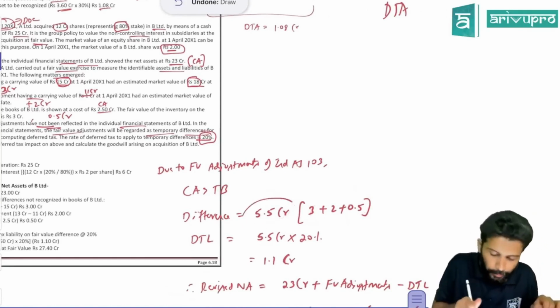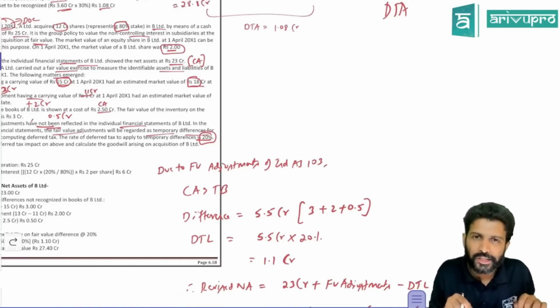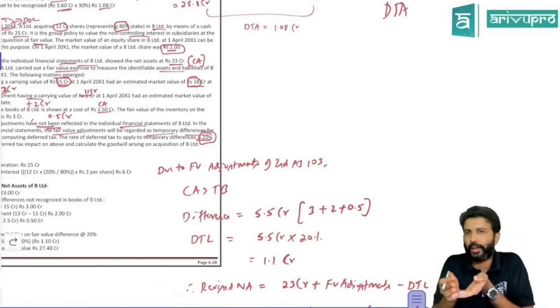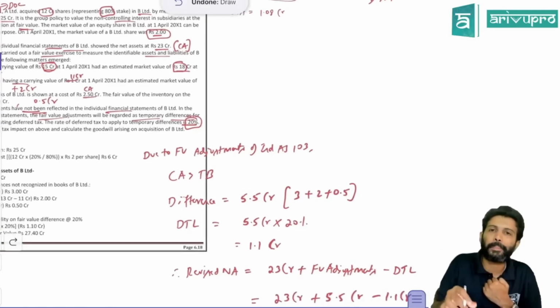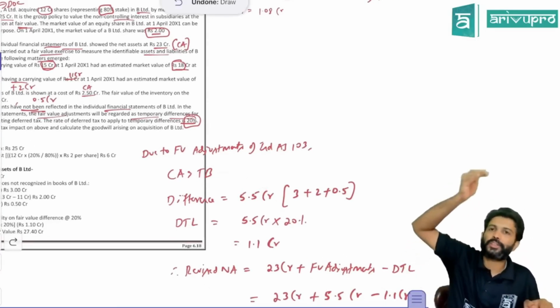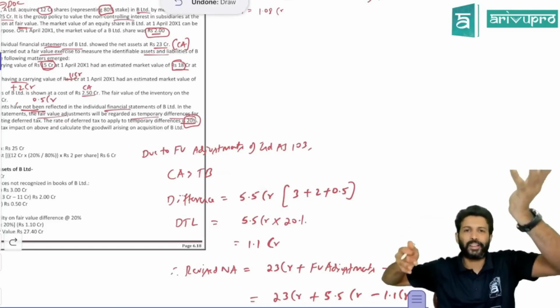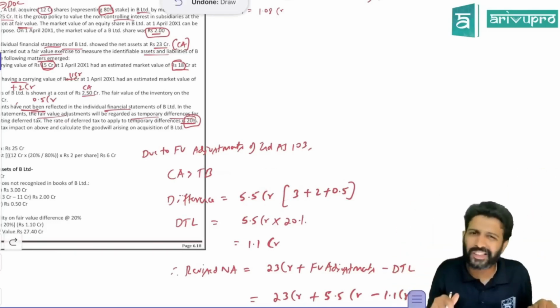So this 5.5 crore, will you account it in consolidated financial statements? Yes, because there's a fair value adjustment, so you will definitely give it. When you give fair value adjustment, the carrying amount will increase, correct? The moment you add fair value adjustments to the carrying amount, it will increase. But all this fair value adjustment is done as per Ind AS 103, and the tax base is still the same.